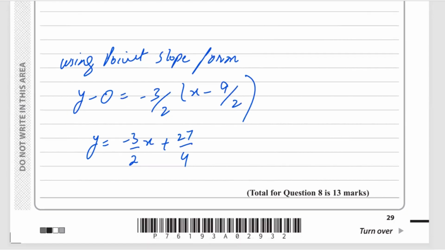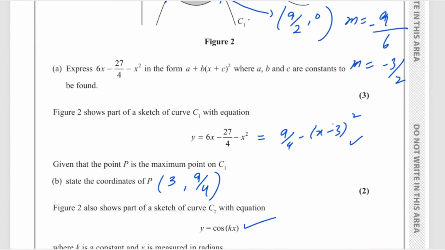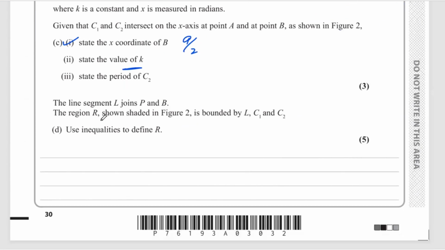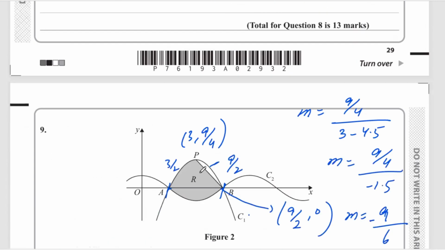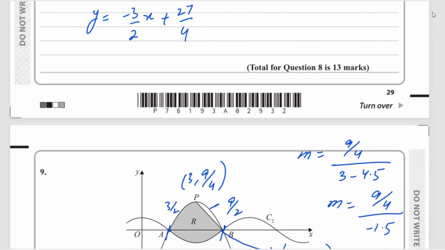So now you've got all these equations. Now what he says in the last part is use inequalities to define the region R. You just need to talk about the region R. You can see that this region R lies beneath the curve of the quadratic function. So the first inequality that is going to define it has to be y less than 6x minus 27 upon 4 minus x square.